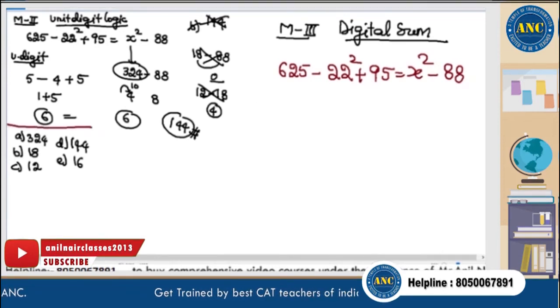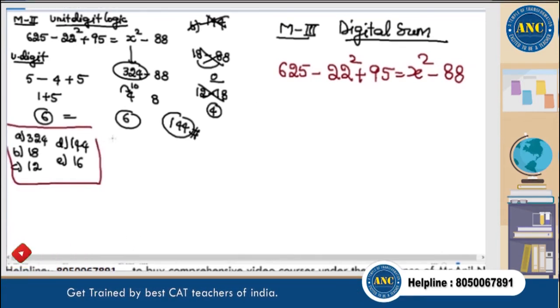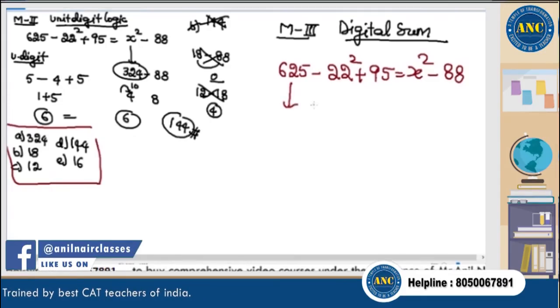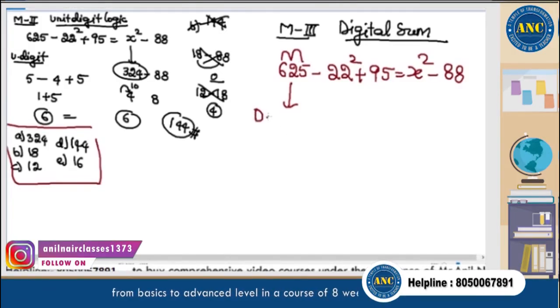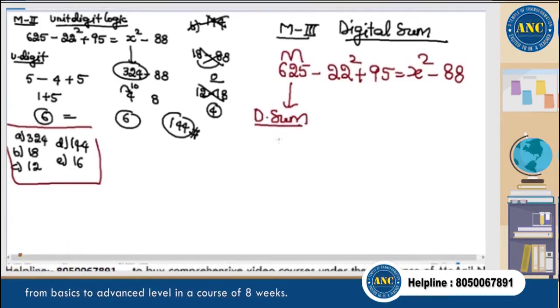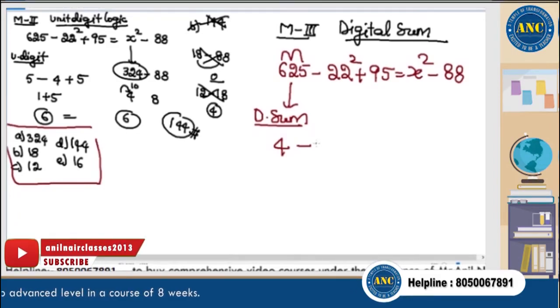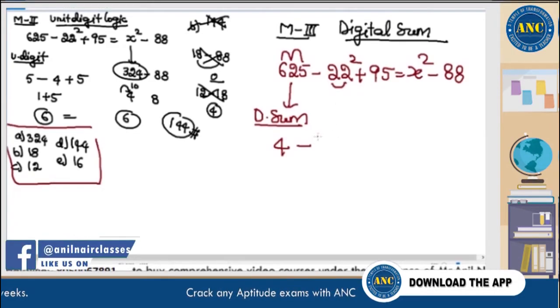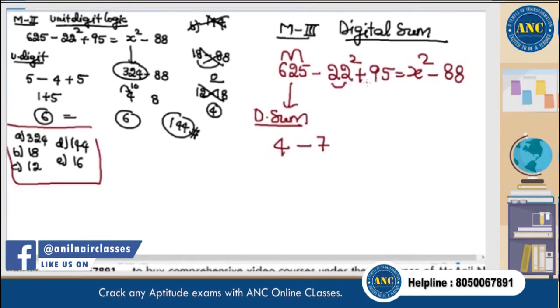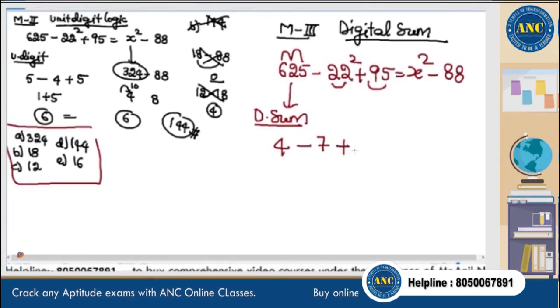Options are given: 324, 18, 12, 144, 16. Digital sum is the sum of the digits until you get a single-digit number. 6 plus 2 is 8, 8 plus 5 is 13, and 13 is 4. 4 square is 16, and 16 is 7. 95: 5 plus 9 is 14.